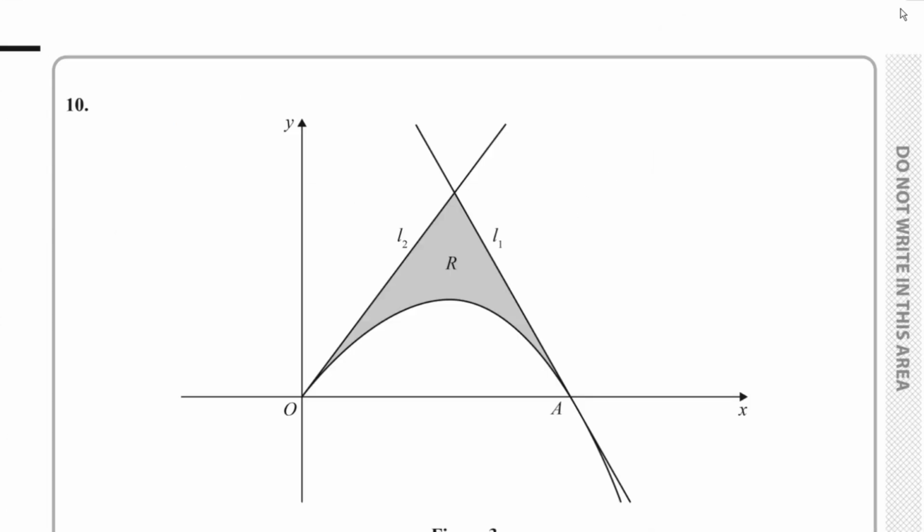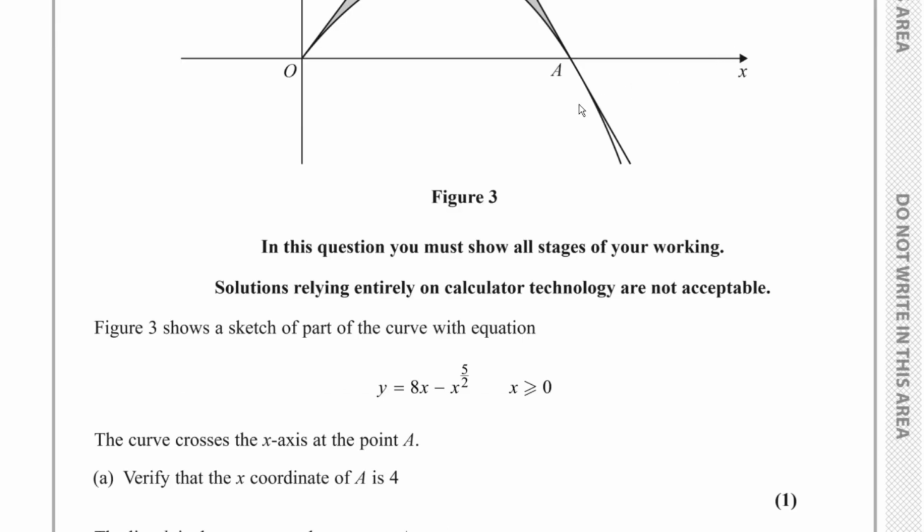Question number 10. Figure 3 shows a sketch of part of the curve with equation y equals 8x subtract x to the 5 over 2, where x is greater than or equal to 0. The curve crosses the x-axis at the point A. Part A, verify that the x-coordinate of A is 4.